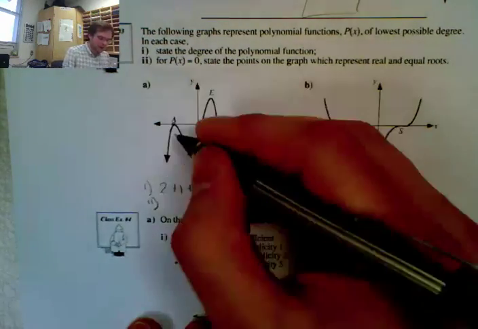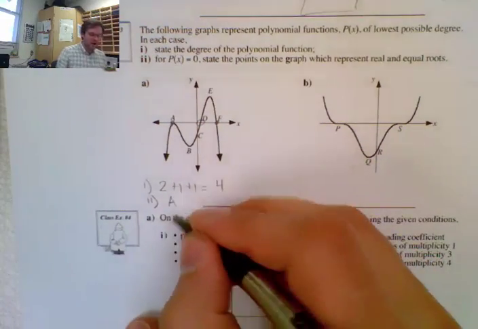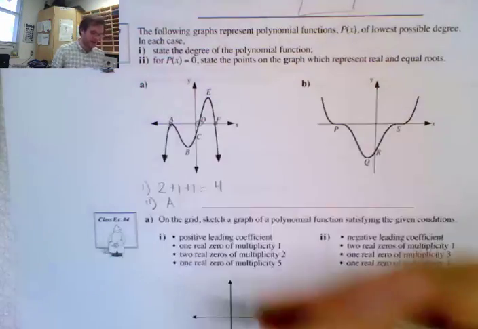Now, I take a look at A. This is real and equal. So at point A, we have real and equal roots. There is at least 2 there. It's a multiplicity of at least 2. Could have been 4, but since it's the smallest degree, we're going to say 2. So it's 2 real roots at whatever point A is.